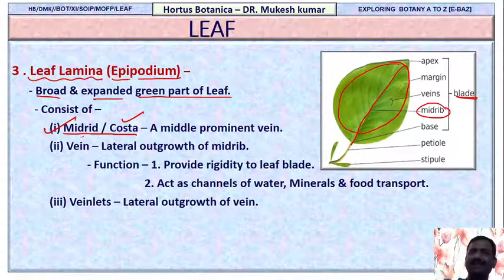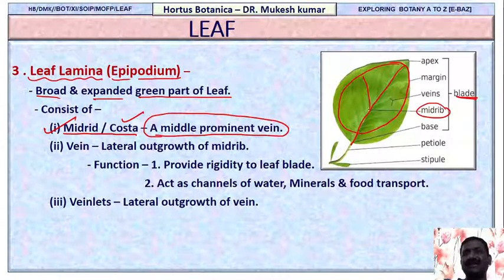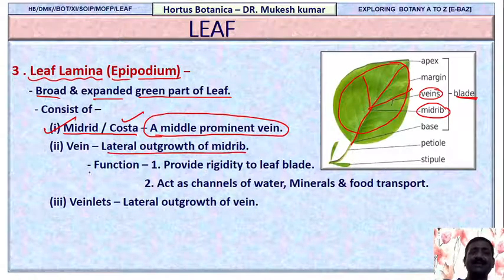So what is this midrib? Yeah, this is the middle prominent vein, a very important vein at the middle. So this is called midrib. And its lateral branches will be there. These lateral branches are called, yes, my dear, veins. So what is a vein? Vein is the lateral outgrowth of the midrib. And the lateral outgrowth of the vein is called veinlets.